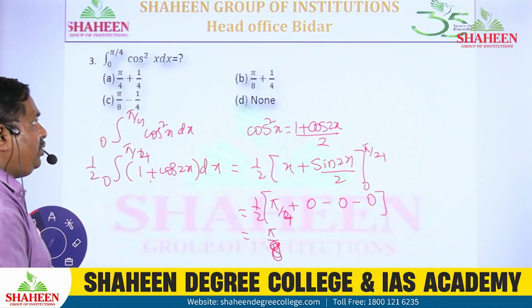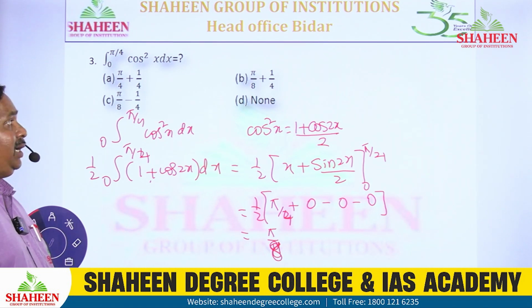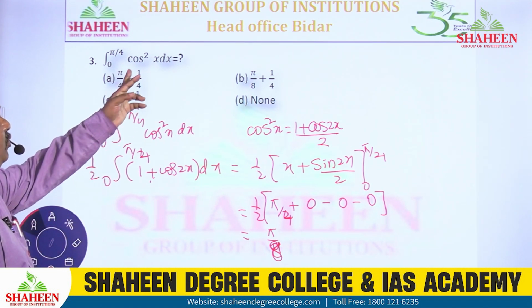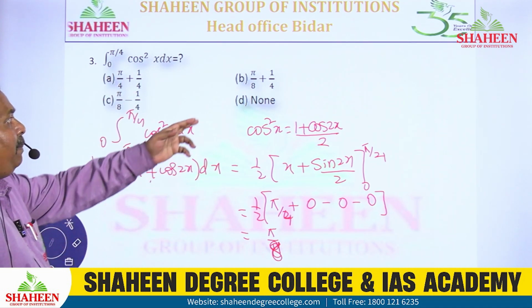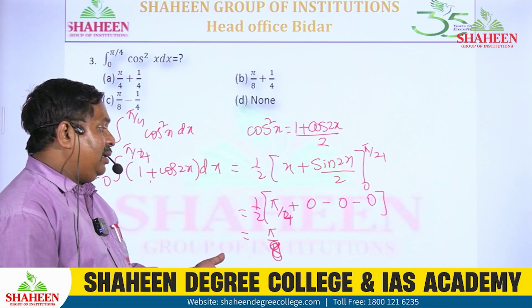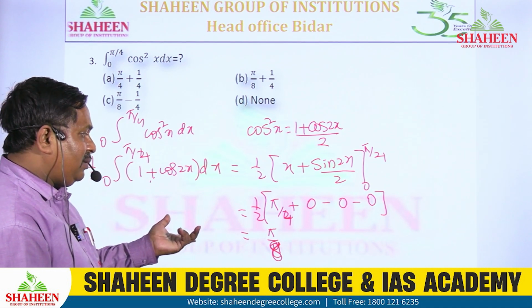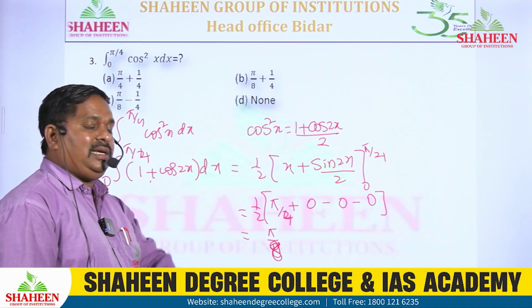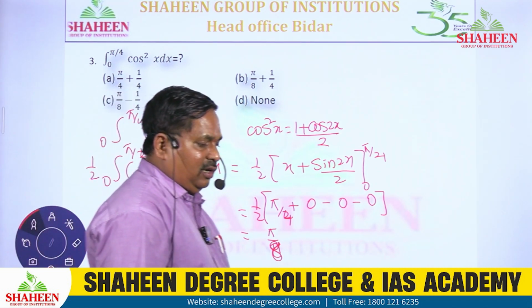Checking the options, we don't have this option, because the first option is pi by 8 plus 1 by 4, but ours is pi by 8. We have pi by 8, but the extra term plus 1 by 4 is there, and minus 1 by 4 is not there either. Then none of these is the answer. Clear? So in this way we are solving this kind of problem.